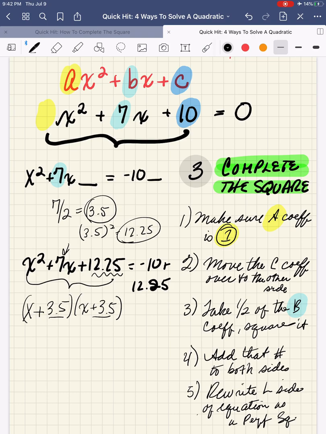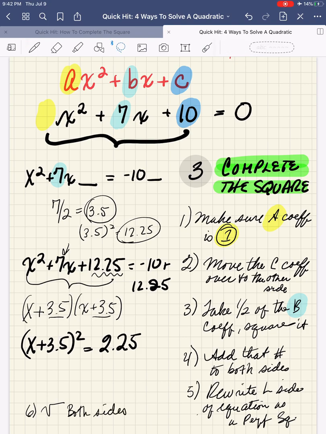So I can rewrite the left as a perfect square, as x plus 3.5 squared equals negative 10 plus 12.25, which I can simplify as 2.25. Now, the sixth step is I square root both sides.